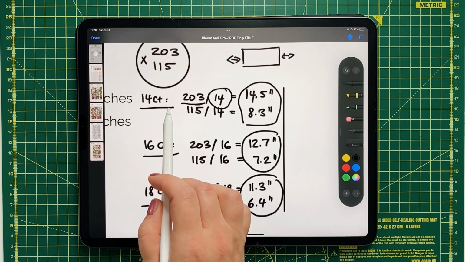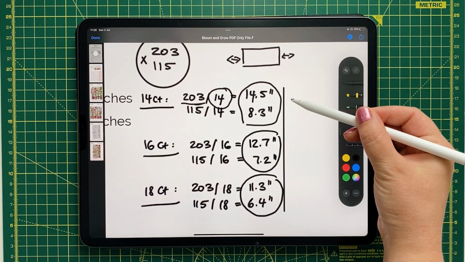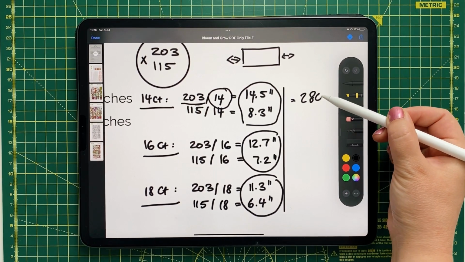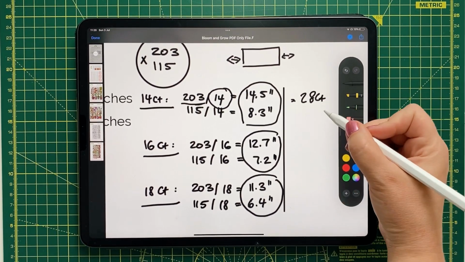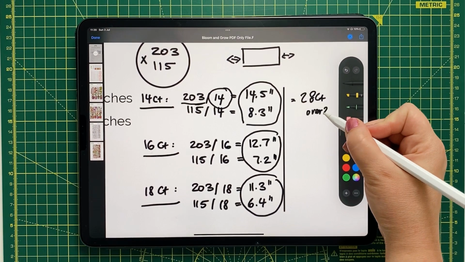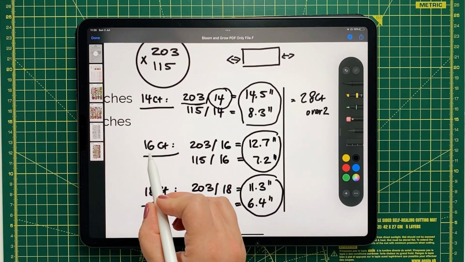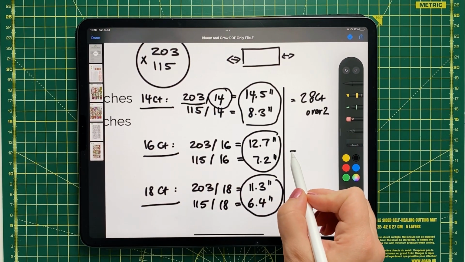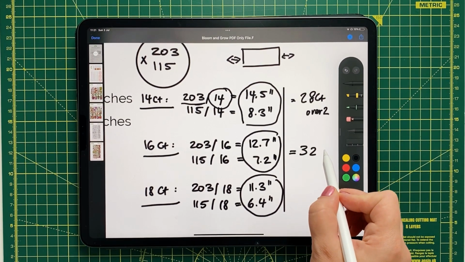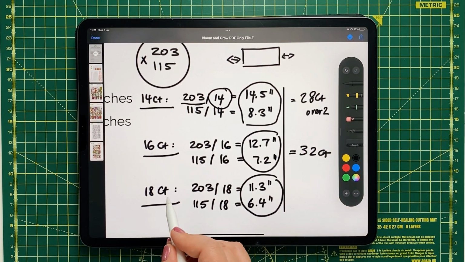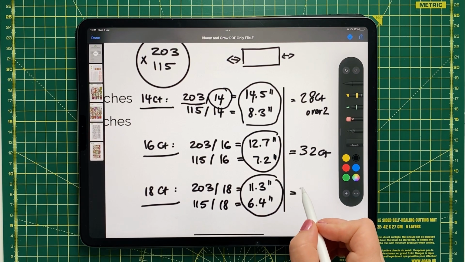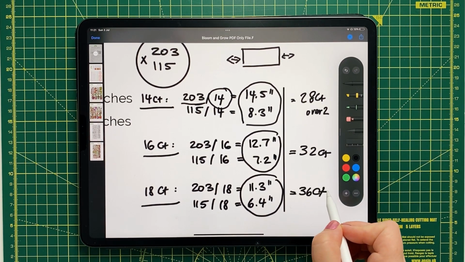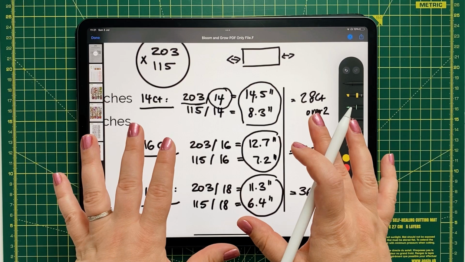Our 14 count calculation would also be applicable for any 28 count fabric stitched over 2. And in the same way, 16 count would be applicable for 32 count fabric, and 18 count would be applicable for 36 count fabric. I hope all this makes sense.